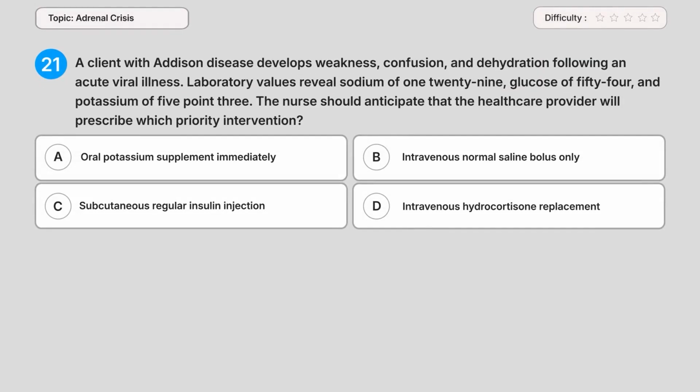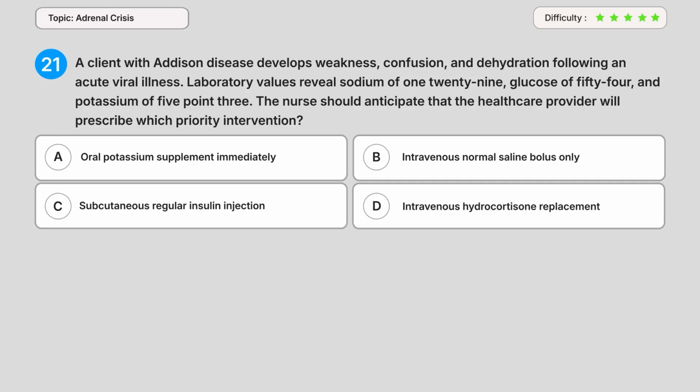21. A client with Addison disease develops weakness, confusion, and dehydration following an acute viral illness. Laboratory values reveal sodium of 129, glucose of 54, and potassium of 5.3. The nurse should anticipate that the healthcare provider will prescribe which priority intervention.